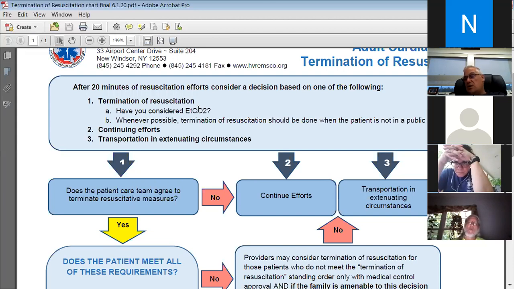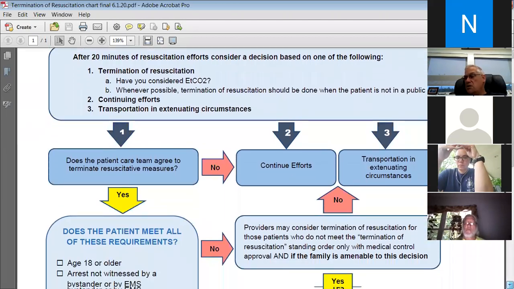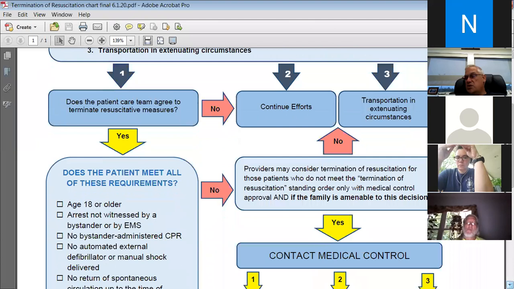So that might be something down the road that will come to a cheaper price, where it would be useful in areas where you don't have ALS coming with a LifePak 15 and stuff like that. Okay, so after 20 minutes, if everybody on the team agrees that we're going to terminate this code because it's not going well, right, we go through these different decision-making capabilities.